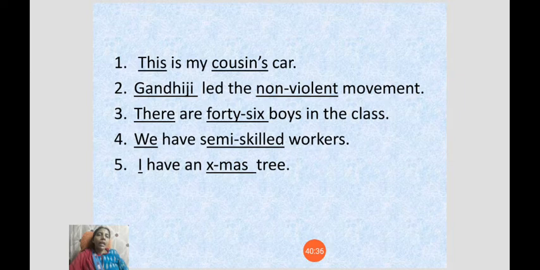"I have an X-mas tree." There I think I didn't use the capital in the question, so here we are using I as capital. Then X-mas. When single lettered words are joined with some other word, there needs to be a hyphen in between the words. So that's why X-hyphen-mas tree. X-mas tree.